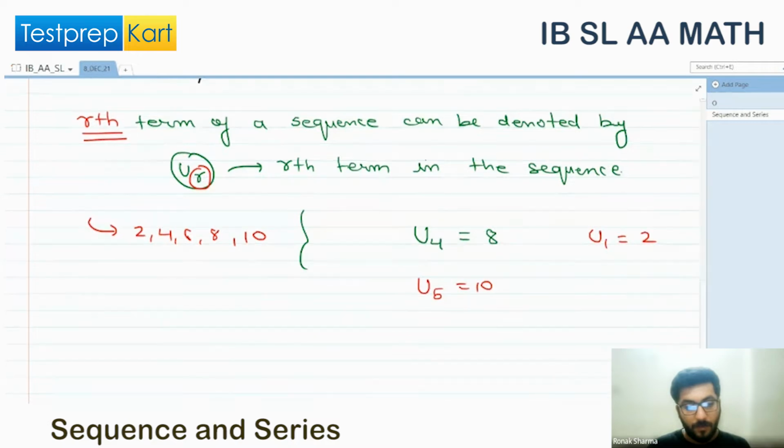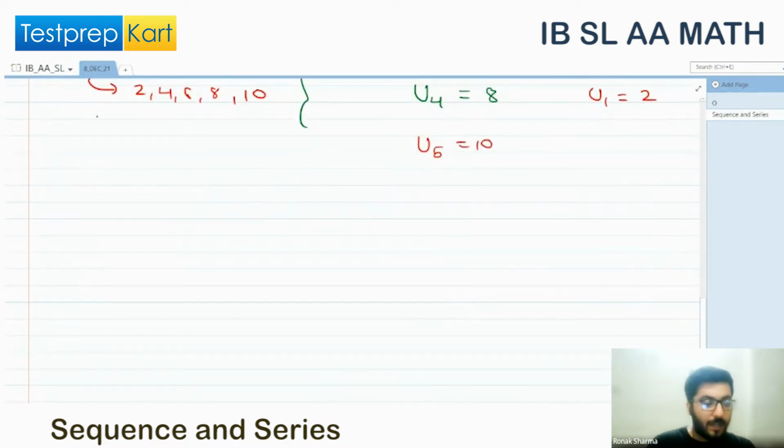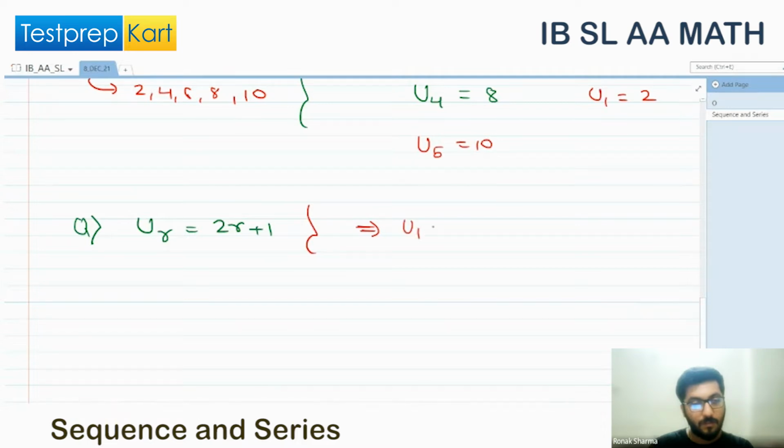I can give you the sequence in this manner also. Let's say I define Ur equals 2r plus 1. Can you give me the first five terms of the sequence? U1 will be 2 into 1 plus 1. If you're calculating U1, I'm putting r equal to 1, so I have to put r equal to 1 here also. So this will become 2 times 1, 2, plus 1, 3.